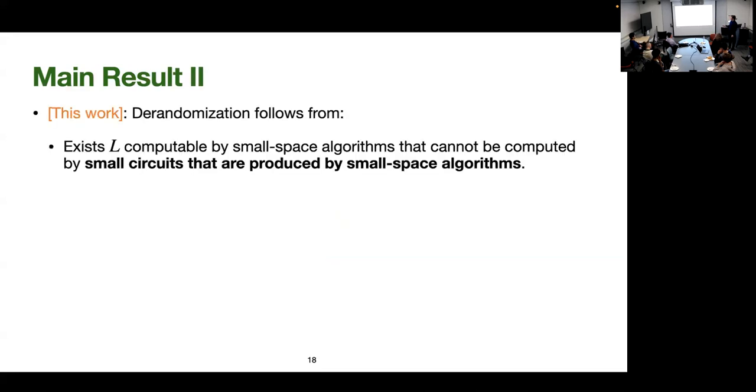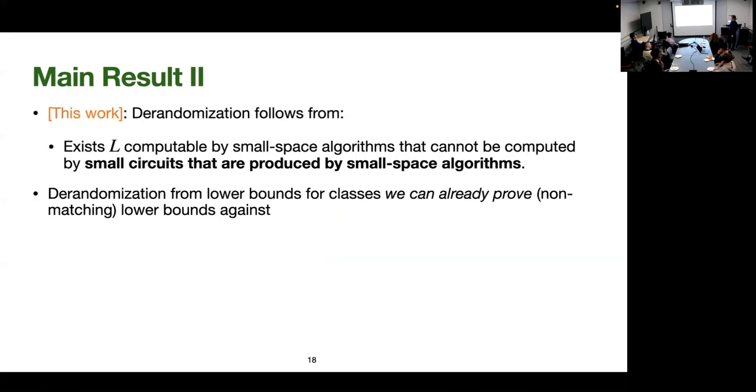So just to slightly explicate stuff that already came up in the questions, we need de-randomization and we get lower bounds for classes that we can already prove non-matching lower bounds against. So the lower bounds that we can prove are not strong enough for what we need, but they're at least reasonably strong themselves. And closing such a gap has actually been done in other types of lower bounds for uniform algorithms.